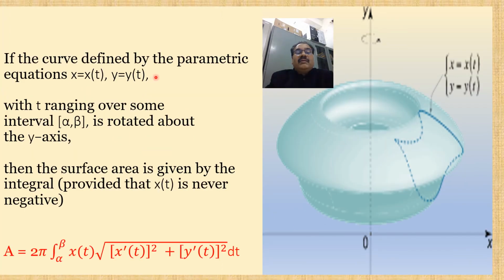Now, if the curve is defined by the parametric equations x = x(t) and y = y(t), with t ranging over some interval α to β, and is rotated about the y-axis, then the surface area is given by the integral 2π ∫ from α to β of x(t) √(x'(t)² + y'(t)²) dt.